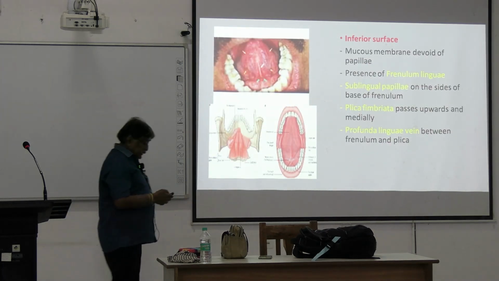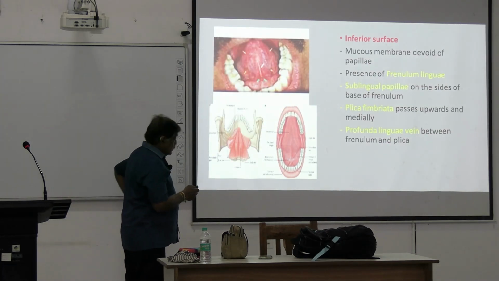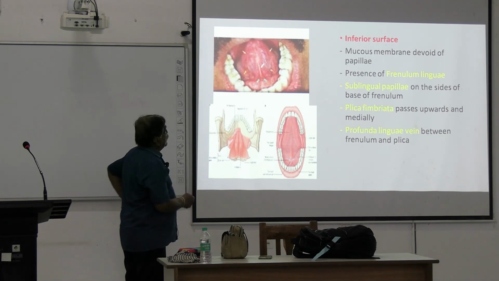Now you can see the inferior surface. The inferior surface, mucous membrane devoid of papillae, presence of frenulum linguae, this is the frenulum, and sublingual papilla on the sides of the base of the frenulum. Plica fimbriata passes upwards and medially, and profunda linguae vein between the frenulum and plica.